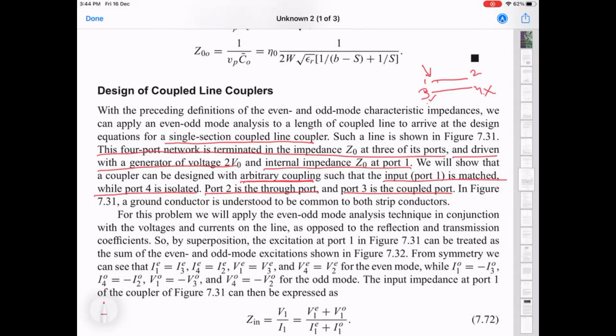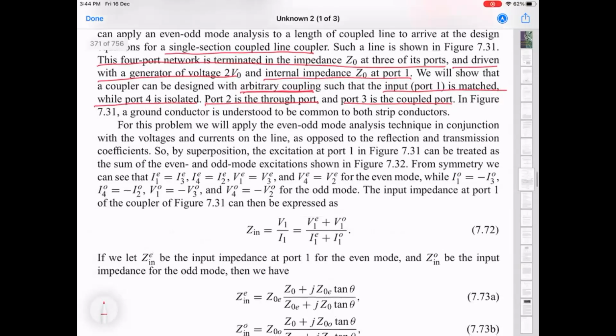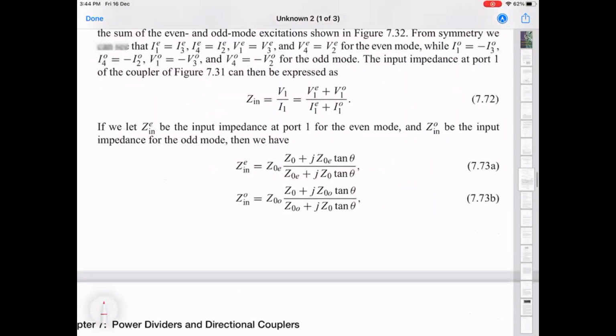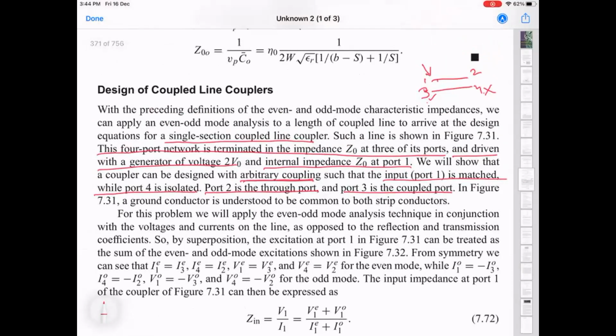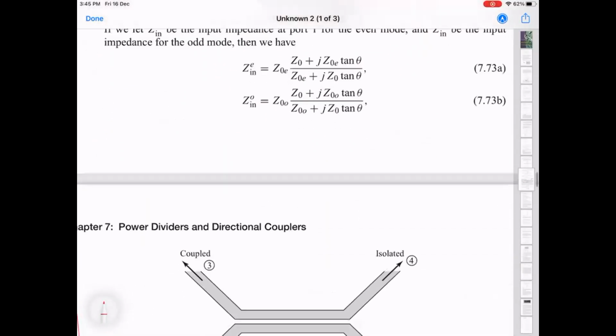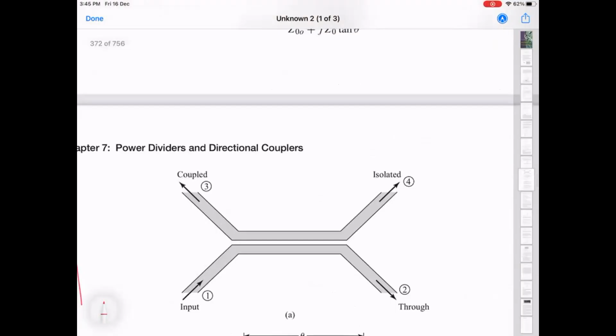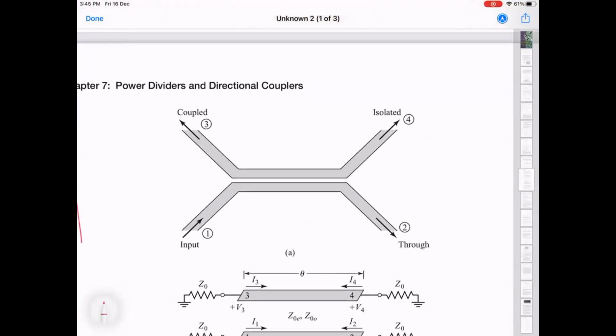Okay. So this section talks about, again, using the even-odd mode analysis, taking this as a particular length, and then calculating the effective input impedances at the location. So this is now a particular example of how it might look in reality. And you see, the actual device is only up till here, right? That's the coupled transmission line.